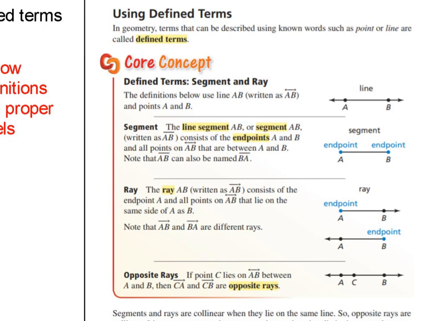All right. So now we've talked about undefined terms. We're going to talk about defined terms. Basically, defined terms are defined by undefined terms. So we use undefined terms to create definitions for our defined terms. So we have segment and ray and opposite rays. So let's take a look at that.